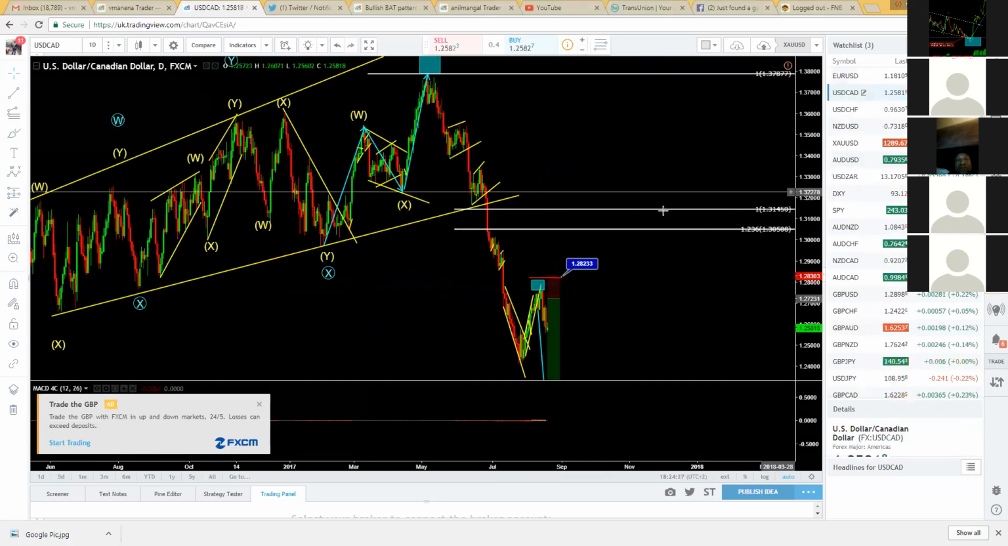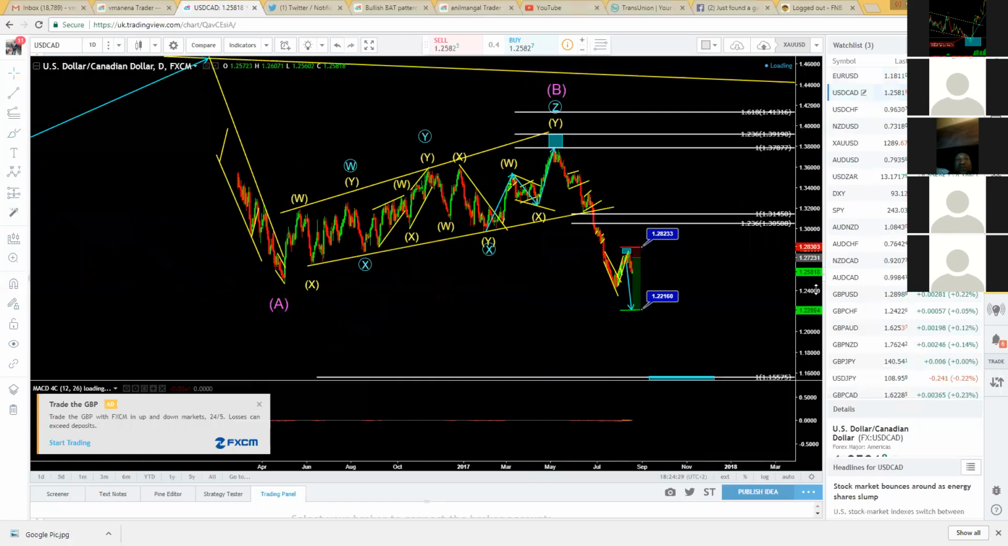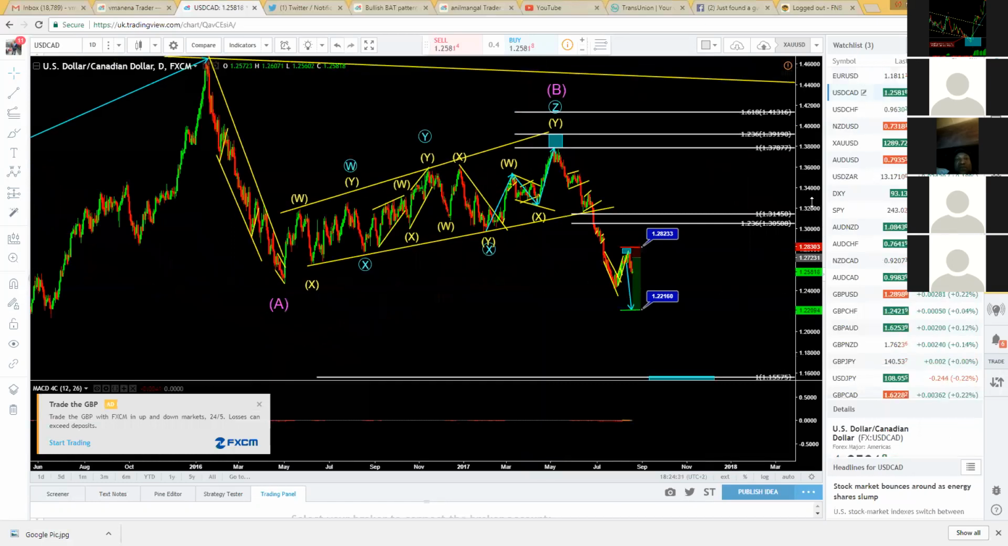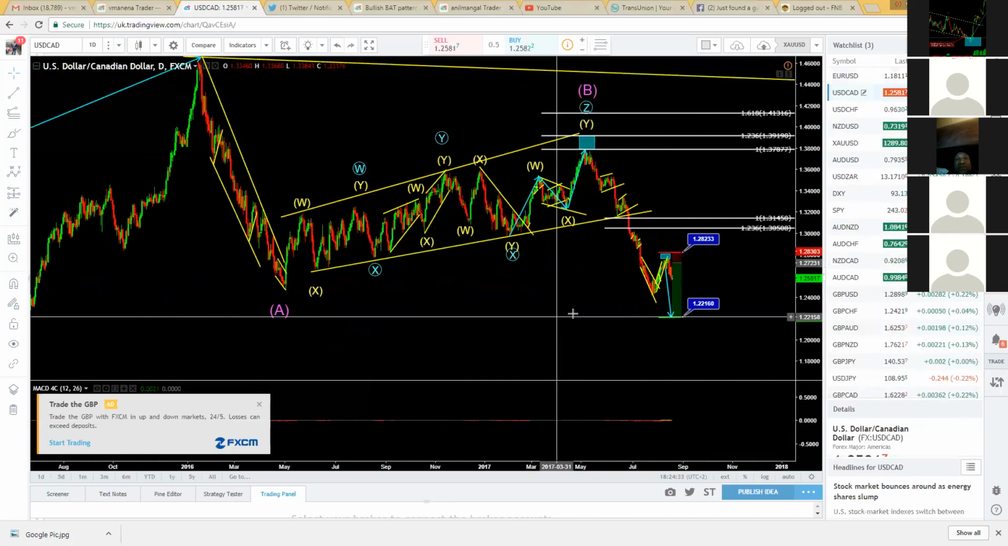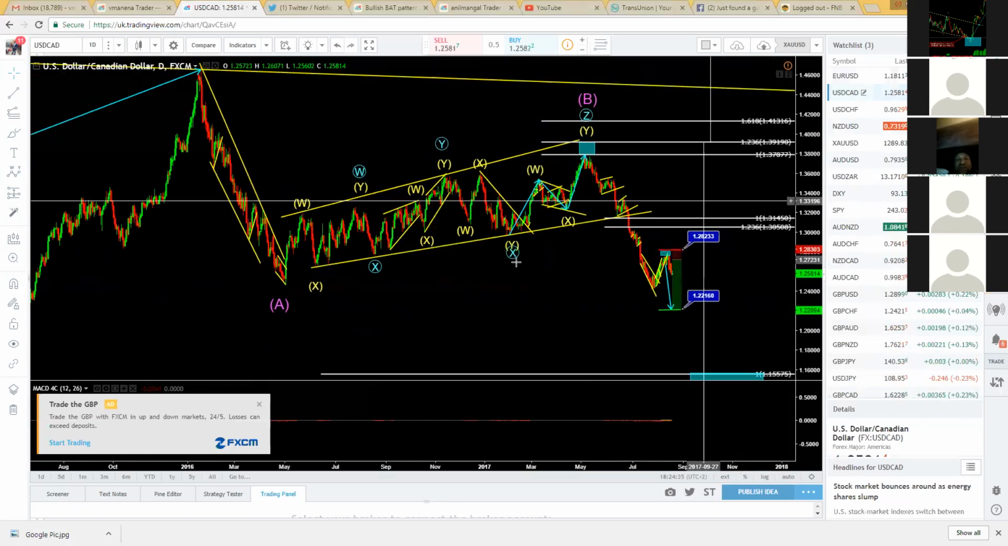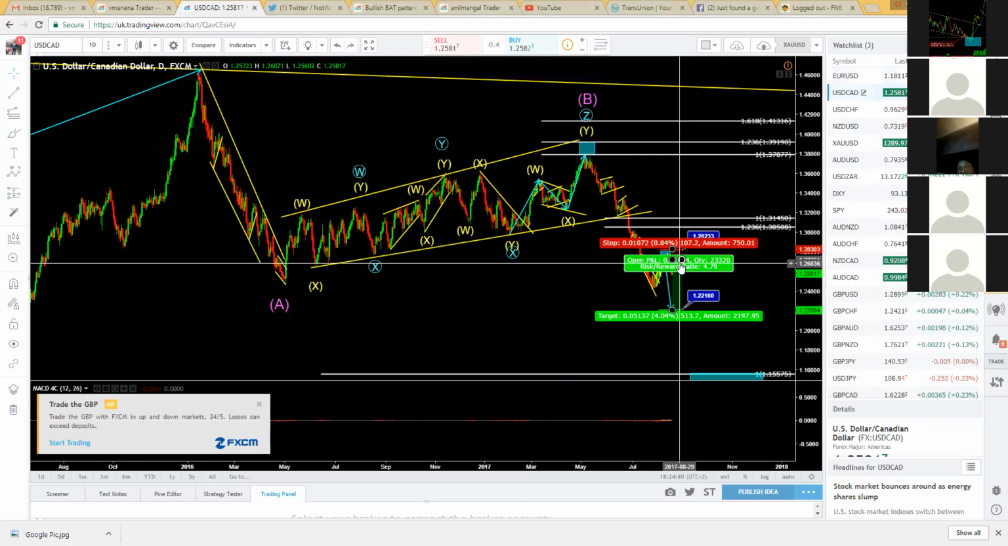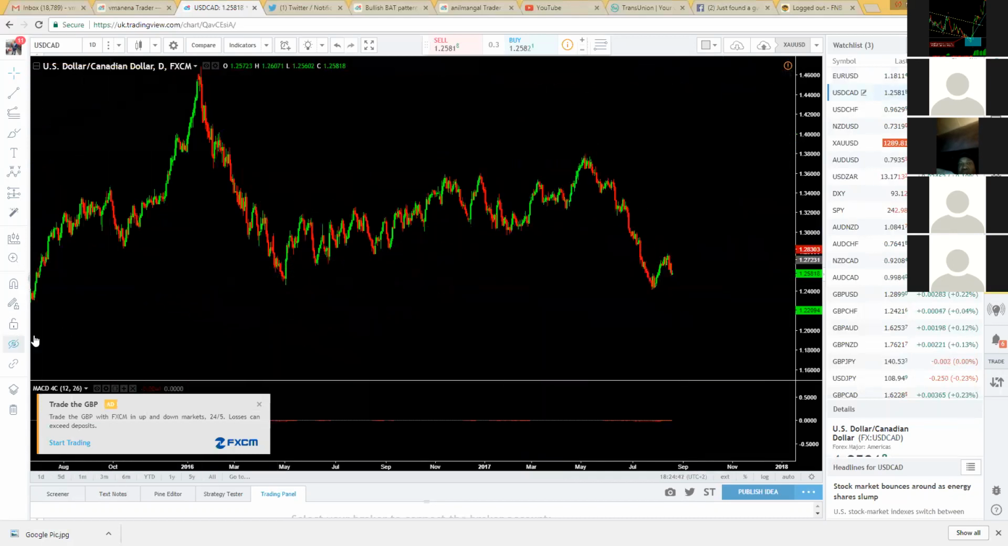US dollar CAD. I've done this one so many times. I think I've done it the past 3 weeks in a row, showing exactly all these patterns. So I'll do it quickly and just remove. You can see here we've taken another trade here. Let me just remove everything.